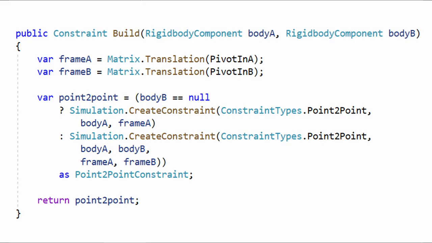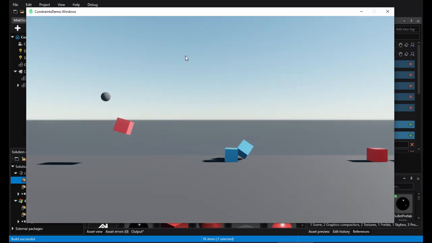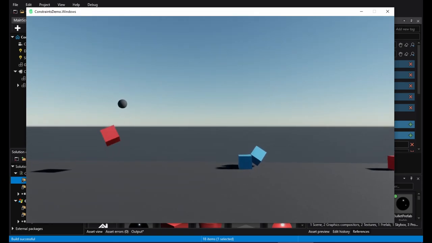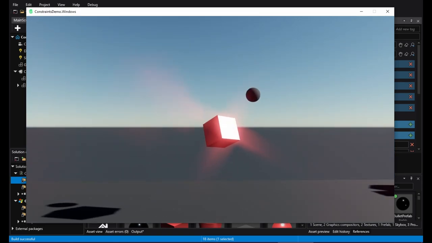Okay, let's get into the first constraint, point to point. Given a pivot point, we will try to keep the rigid body connected to that point. To create a point-to-point constraint with code, we need a frame of reference for each rigid body, and this frame is a translation matrix of the pivot points. Here are a few examples of point-to-point constraints.